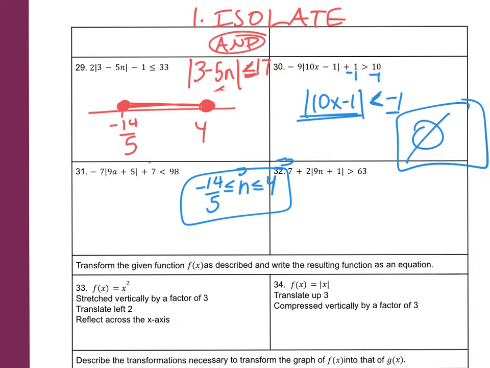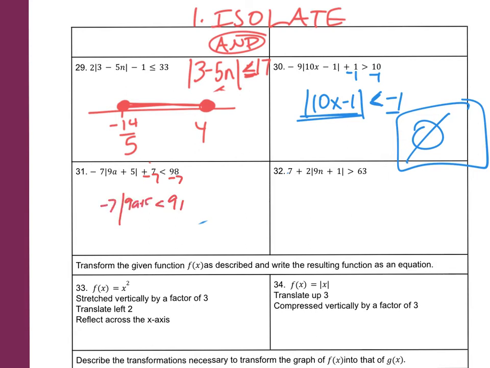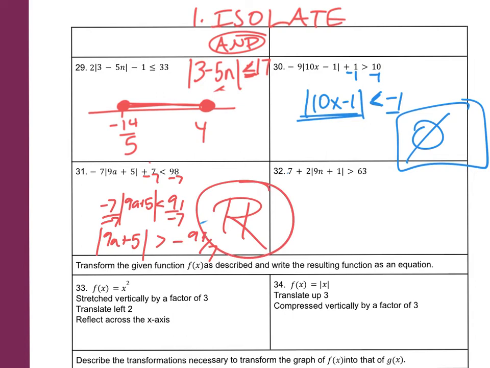So if we hop on down to number 31, we'll go ahead and isolate that one. We'll subtract the 7, and we'll end up with 91 on this side. Divide by negative 7. We know that flips our sign. So we have our absolute value is greater than negative 91/7. Is that possible? Can a positive number be greater than a negative number? Duh, right? So that's going to be all real numbers. That's how we spot those special cases early.